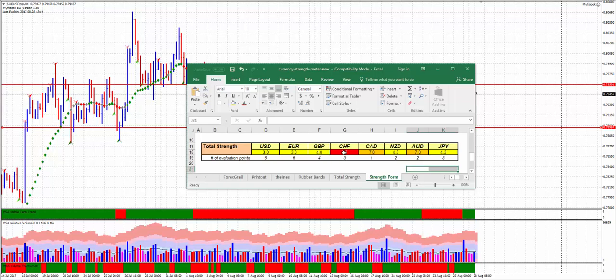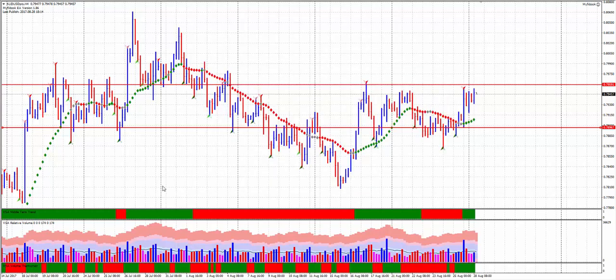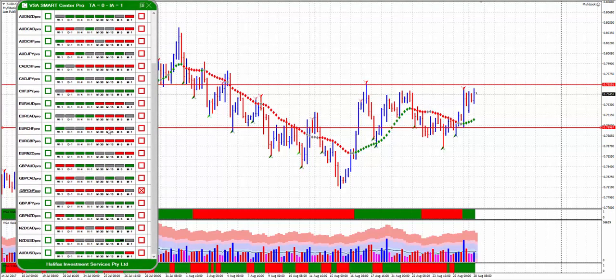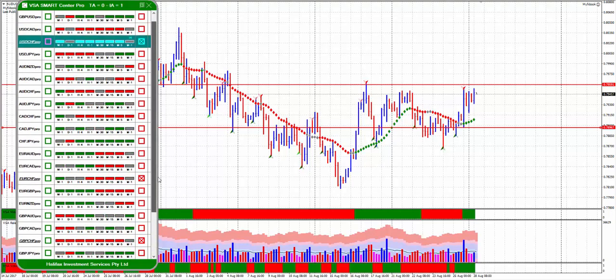All right, so the Swiss franc is probably the strongest at this stage, so I'll probably marry that up with the euro or the US dollar and look for opportunities. If we bring up the Smart Center Pro and look at the Euro Swiss, we can see that we have trend alignment to the downside, except for the one minute for our Sharpshooter strategy. And the Euro USD, if I can find it.